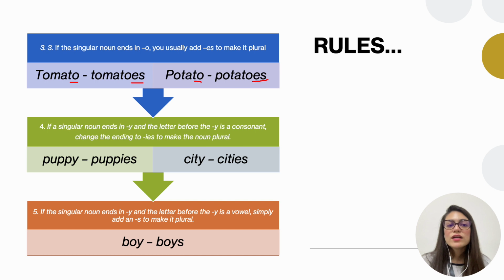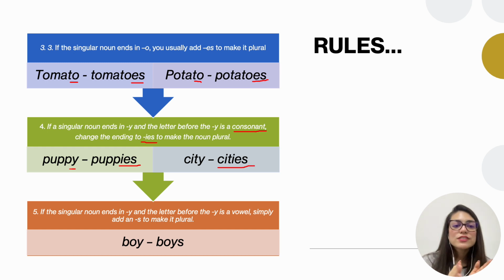If the singular noun ends in Y and the letter before the Y is a consonant, we have to change the ending for IES. Poppy, we change the Y for IES, which says poppies. City is the same, so the plural is cities, okay?